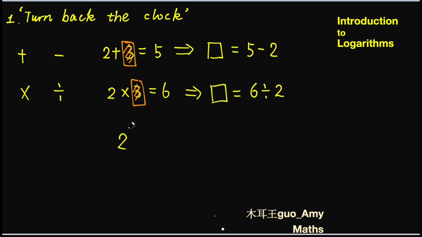Now we know exponential form. For example, 2 to the power 3 is equal to 8. Then the question is, if we don't know this index here, how can we introduce the opposite operation to express this unknown number? And this will be our topic for today: logarithm.